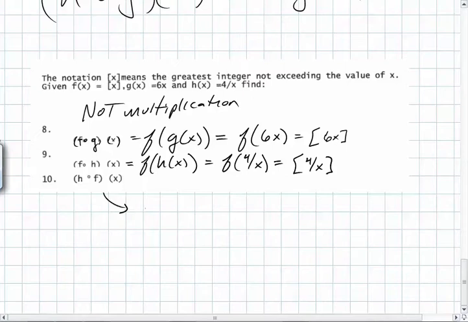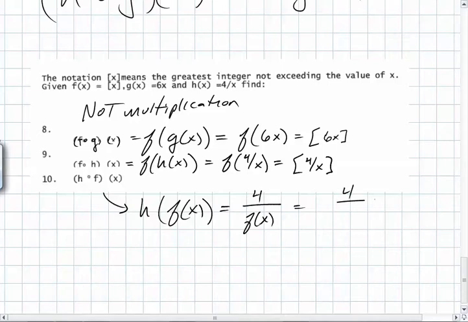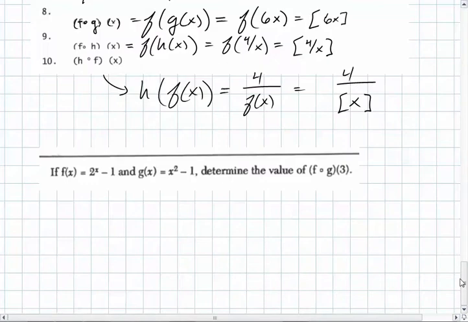So what about this one? What does that mean? H of f of x. And what's h? 4 over x, right? So that's going to be 4 over x in brackets. That's it. That's all it means.